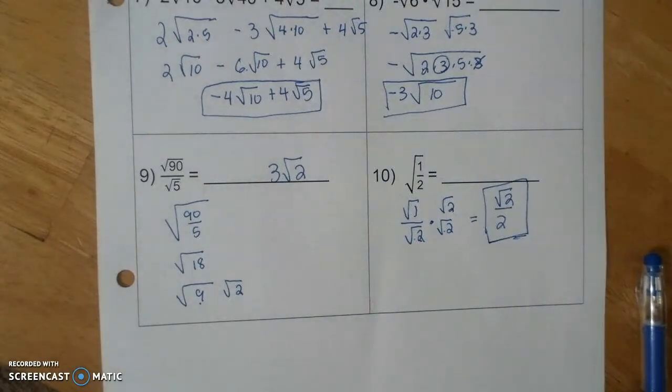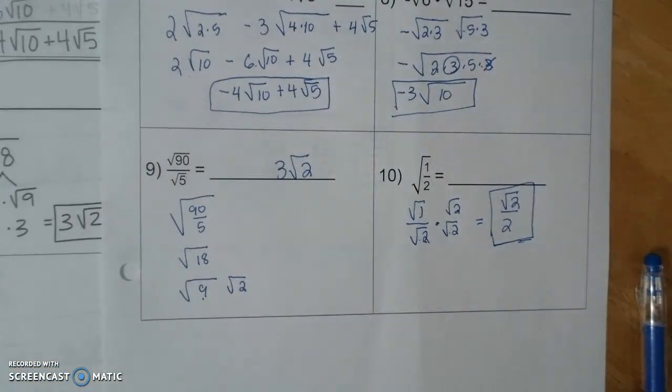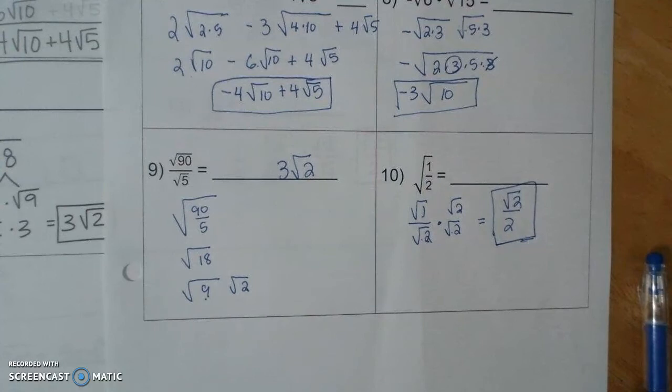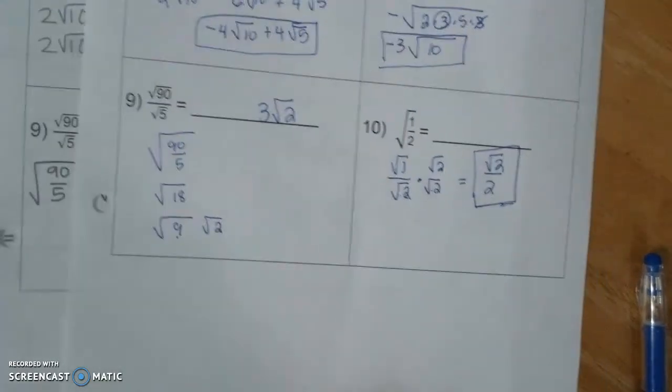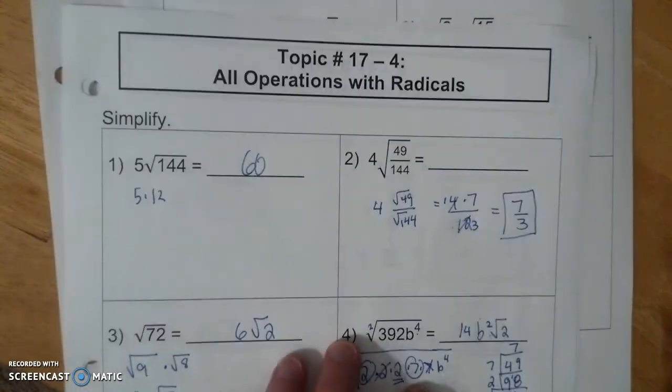And you will have to rationalize him all the time, or just memorize that the square root of 1 over the square root of 2 is the square root of 2 over 2. That is 17-4, all operations with radicals.